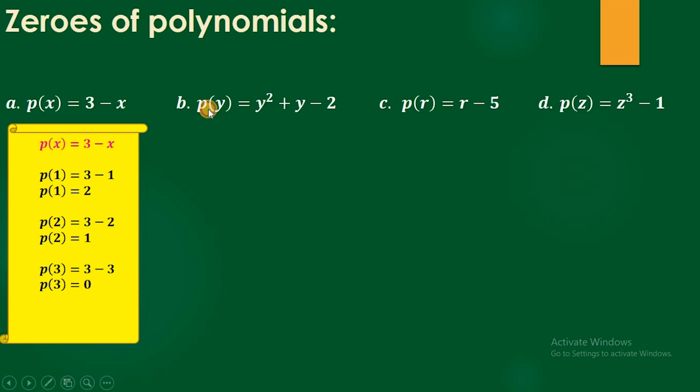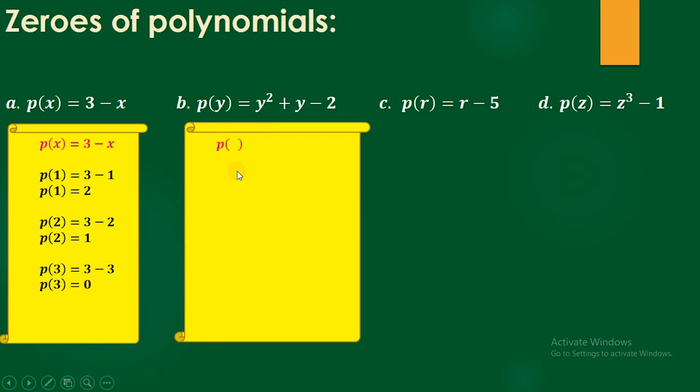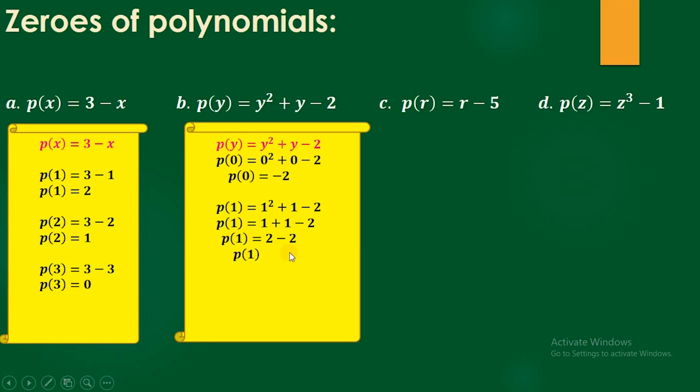The next example, example B, I'll write down the question first, that is p of y equal to y square plus y minus 2, and we'll put different values of y. First I'll put y equal to 0, so by solving this you'll get p of 0 equal to minus 2. If I put y equal to 1, then instead of y I have to put the value 1, so you'll get p of 1 equal to 1 plus 1 minus 2. 1 plus 1 is 2, minus 2, and p of 1 equal to 0.